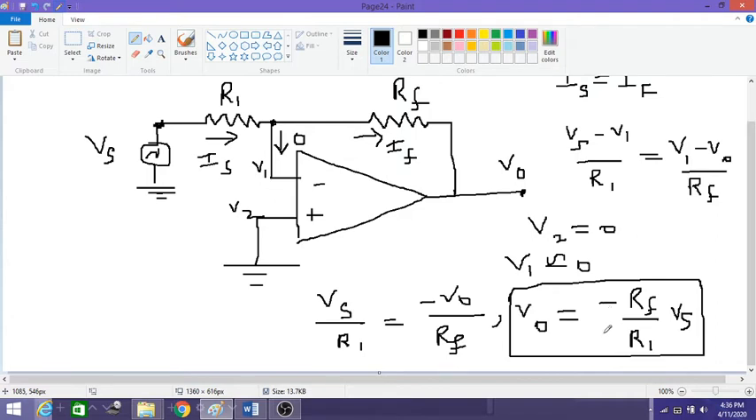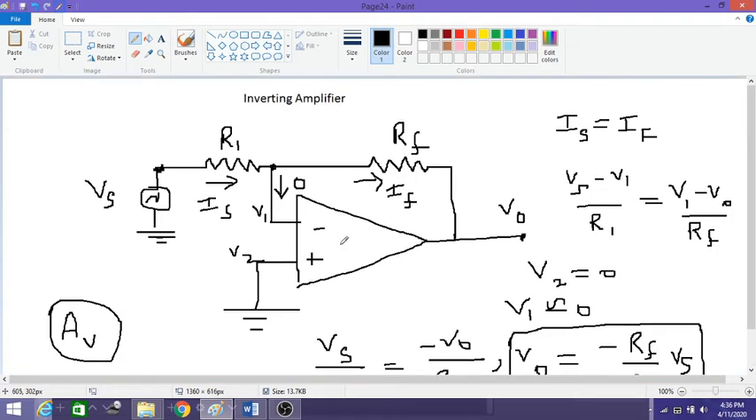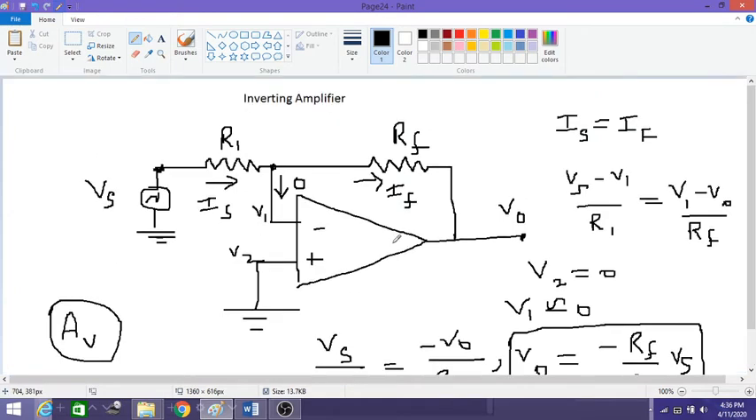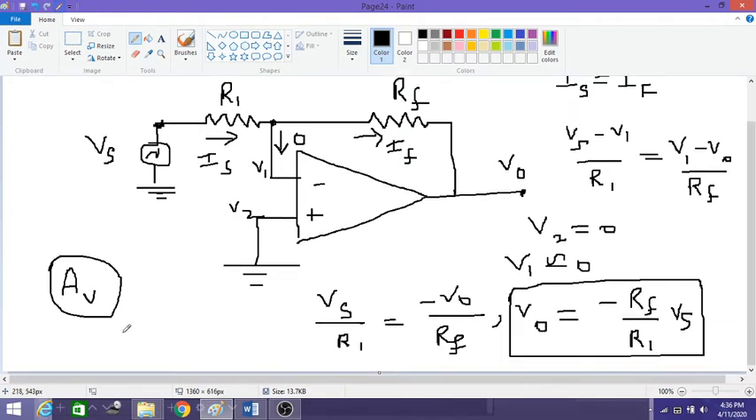So what is the output voltage that you will get? That depends on minus RF by R1. In this entire analysis, we have nowhere come across the term AV, the open loop voltage gain. So it means this circuit does not depend on the open loop voltage gain. It depends purely on RF by R1. If we compare this with the output voltage equation, that represents the gain, but it is not the open loop gain, it is called the closed loop gain.